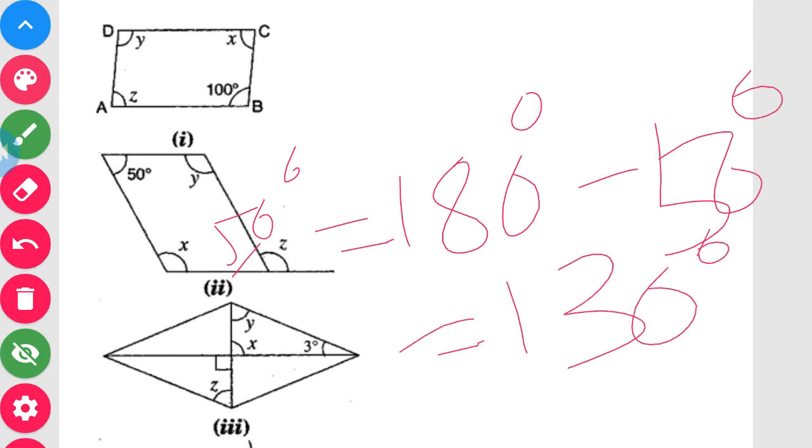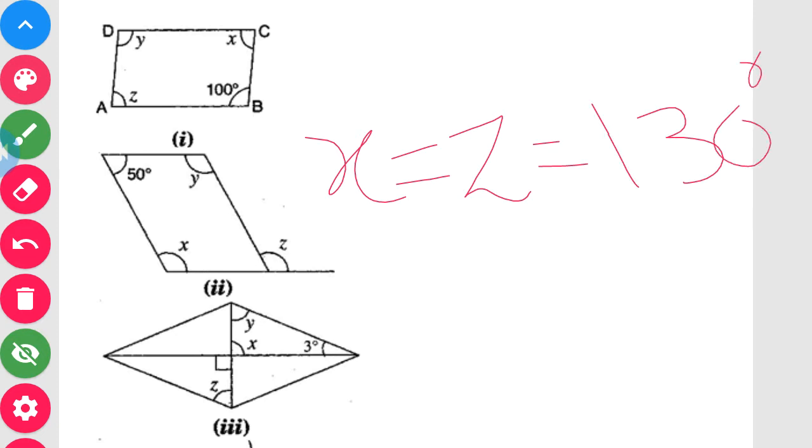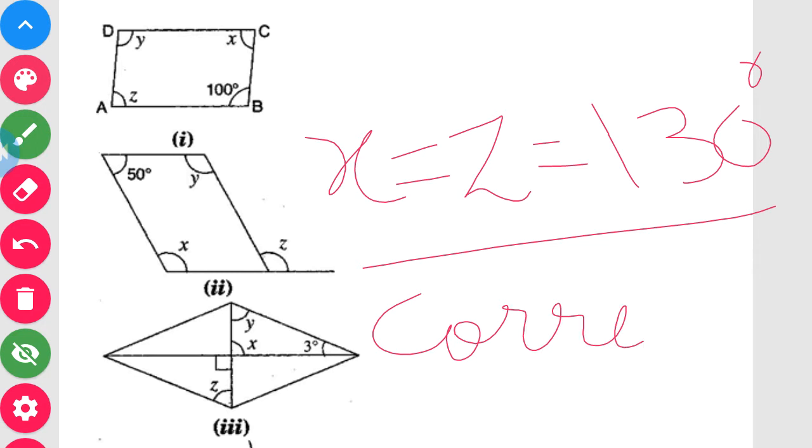After finding the z, the x also becomes very easy to find. If you just see here, the alternate angles are equal, y and z. And here x, if you just see x and z, they are corresponding angles if you have understood the transversal line. So here let me tell you, x is equals to z is equals to 130 degree, as they are corresponding angles.